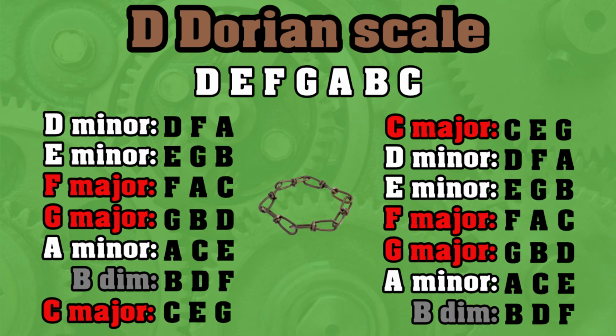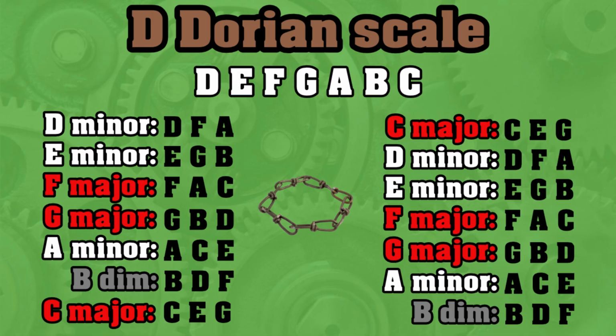Take a look. When you derive the 7 chords from the D Dorian scale, you're left with 3 major chords, 3 minor chords, and 1 diminished chord. Those are the same exact 3 major chords, 3 minor chords, and 1 diminished chord that is found in the C major scale. That is because the D Dorian scale is a mode of the C major scale. The chain has remained unbroken.